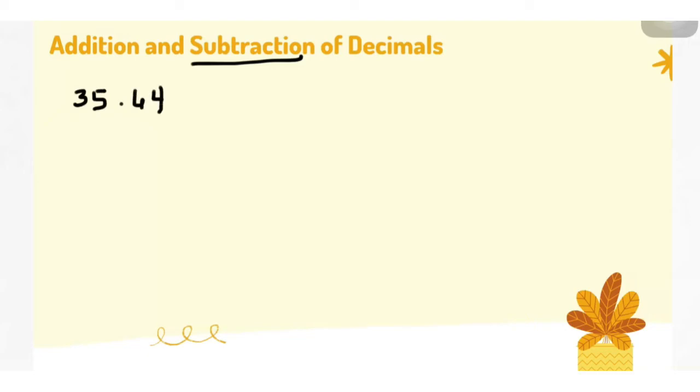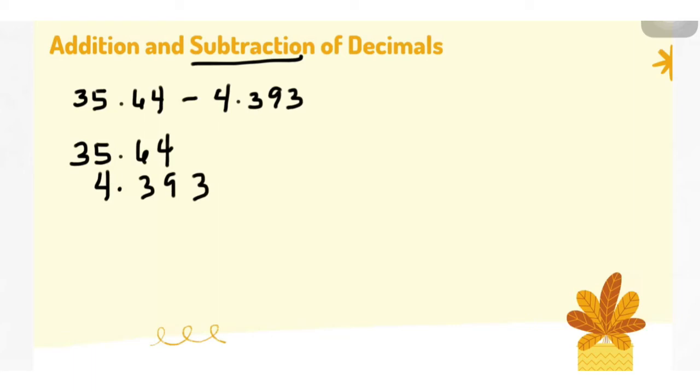35.64 minus 4.393. Okay. Gaya ng ginagawa natin sa pag-add ng decimal, susulat din natin siya pa-vertical. Okay. So, we have 35.64. Then, ganun din, i-align natin yung decimal point. So, nandito yung decimal point, then 4.393. Okay, then, ang operation ay minus.